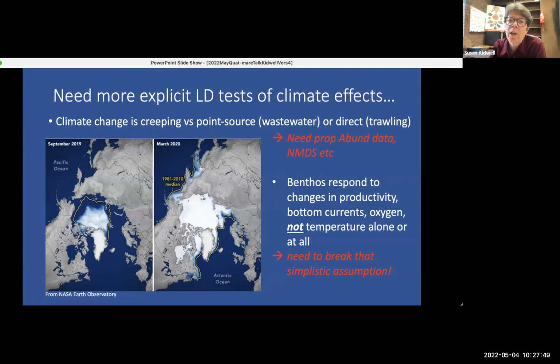the deep time record as well, and that is during times of known climate change, warming, what we find over and over again is that benthos are not responding to temperature alone, and sometimes they're not responding to temperature at all. We don't see southern species appearing, but rather they're responding to associated changes in productivity, in bottom currents, and in oxygen. And so we really need to break this simplistic assumption of temperature being important or dominant or even present, and really rethink our niche modeling.